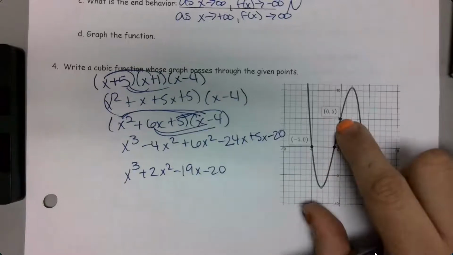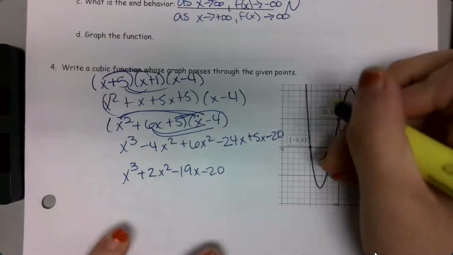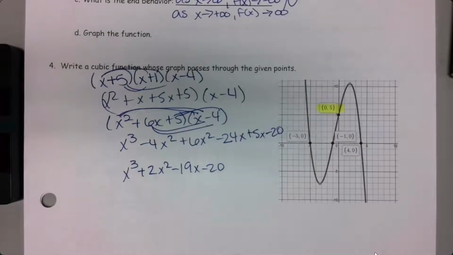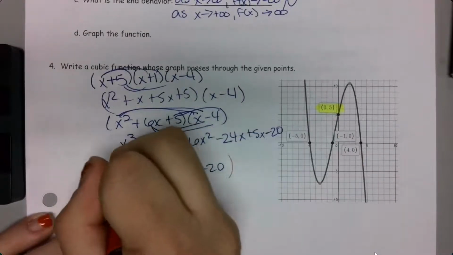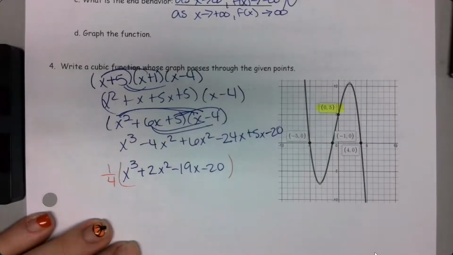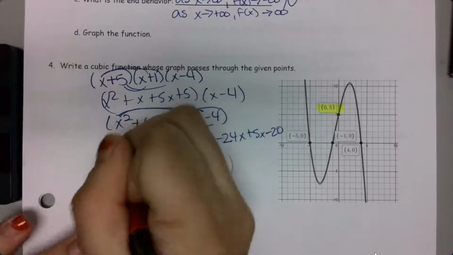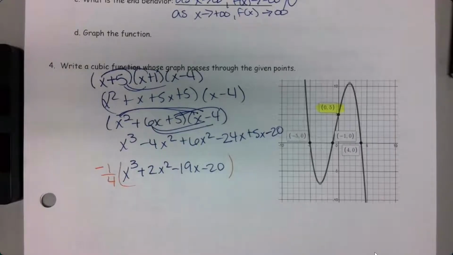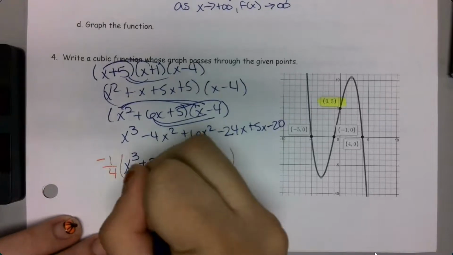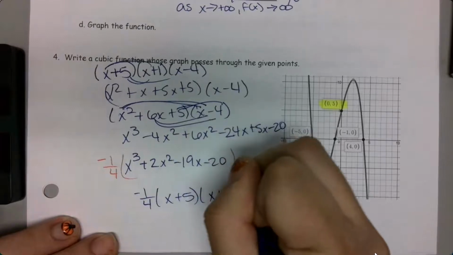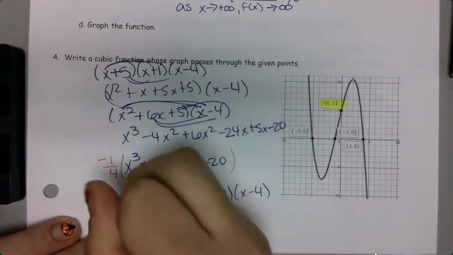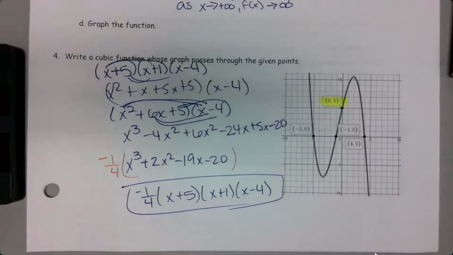And notice my y-intercept is 5, which is not this number I have right here. So I need to turn negative 20 into 5. The way I would do that is I would divide by 4, so multiply by 1/4, and then it needs to turn from a negative to a positive, so I have negative 1/4. I could distribute that all the way through, or I could just write the negative 1/4 out in front of the 3 values I had at the beginning. Both of those would be equivalent.